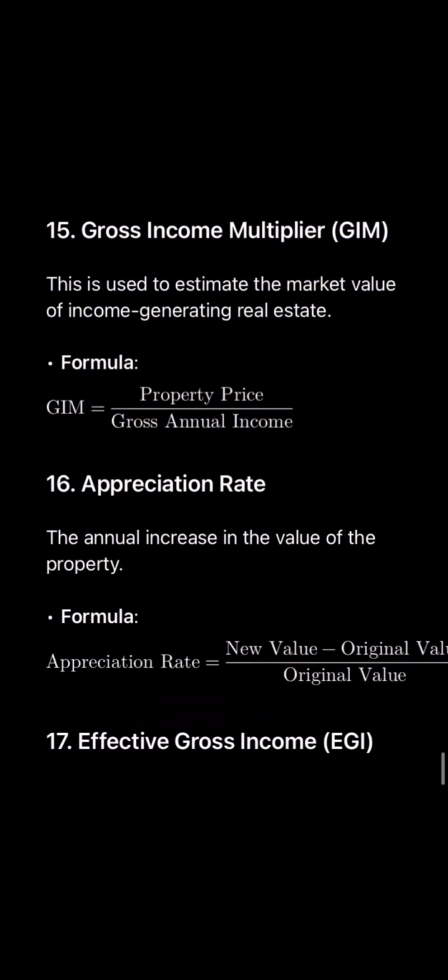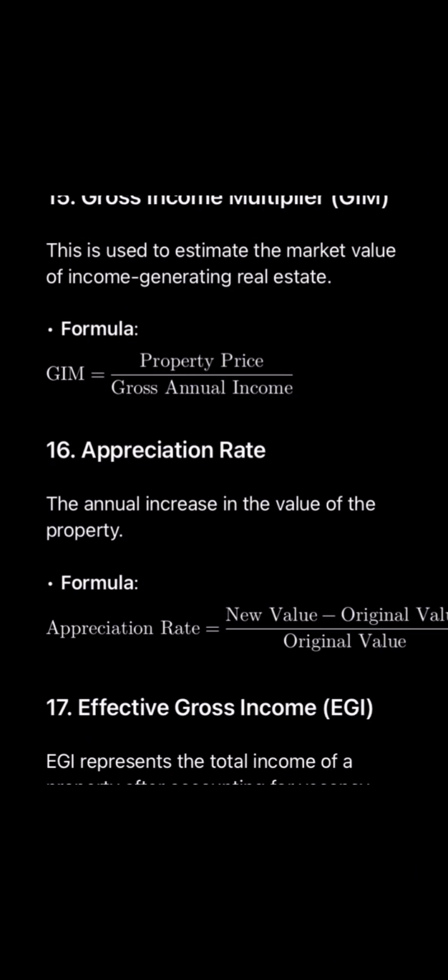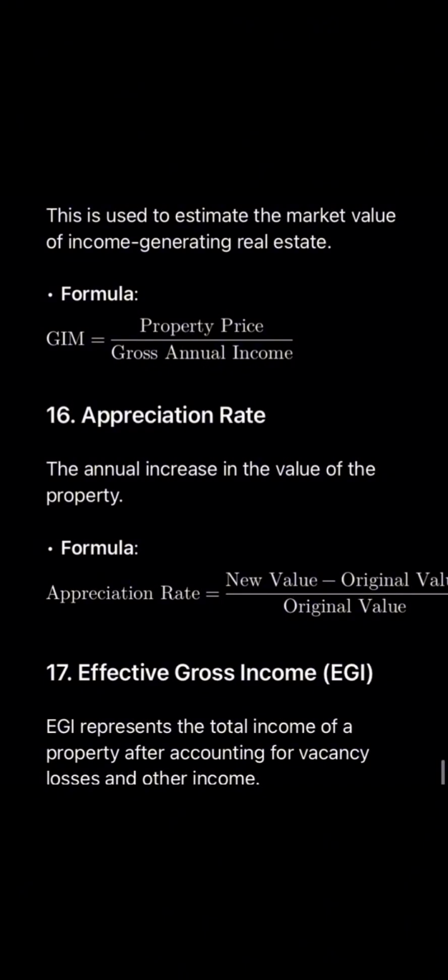15. Gross income multiplier, GIM. This is used to estimate the market value of income-generating real estate. GIM = property price / gross annual income.